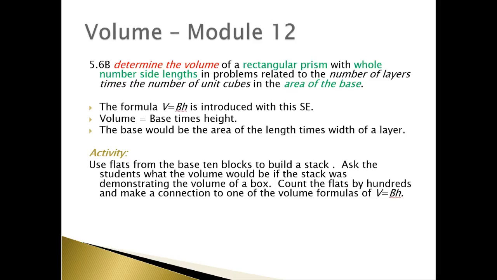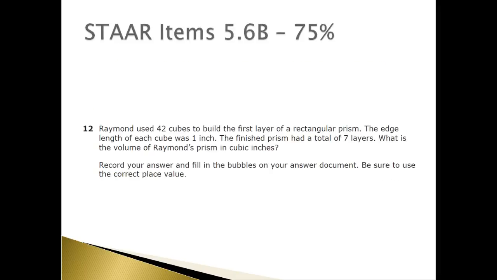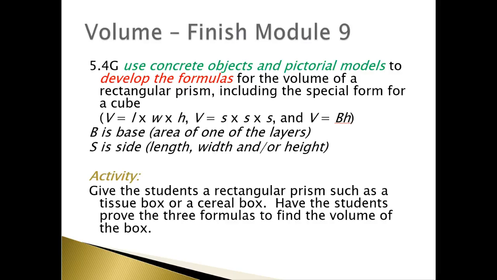And then we'll go into volume 5.6b, where we will move away from conceptually learning it to now using the formulas. We had item number 12, and the kids did fairly well on this one, and notice it was a griddable response item. Then we'll finish module 9 with 5.4g, and here the kids are going to be developing those formulas using concrete objects and pictorial models.